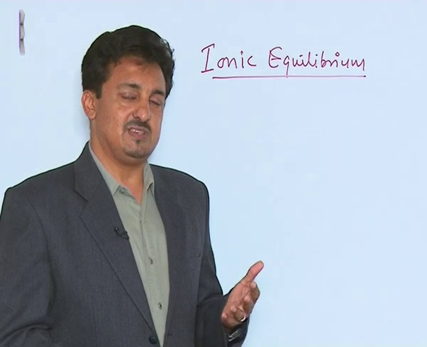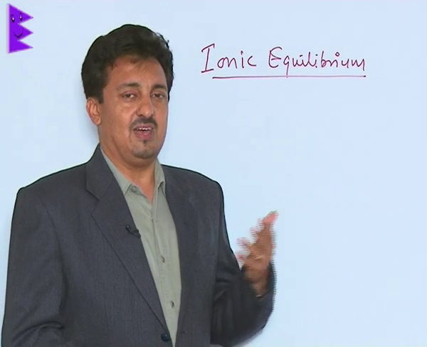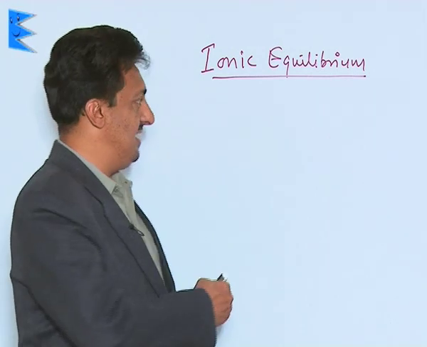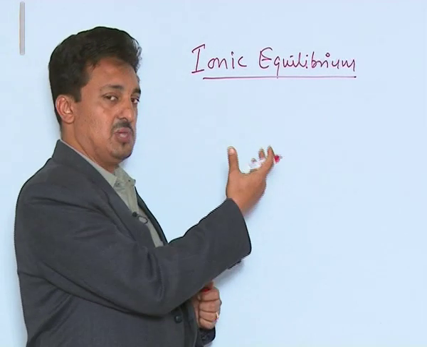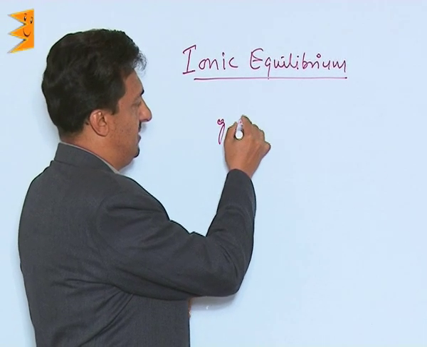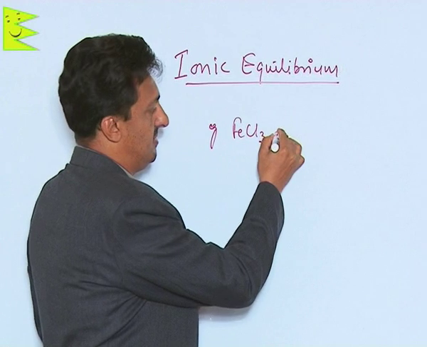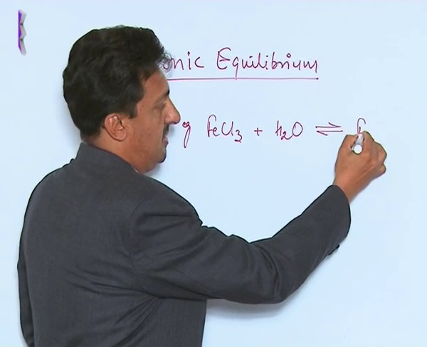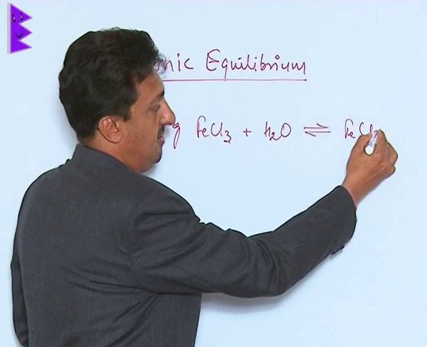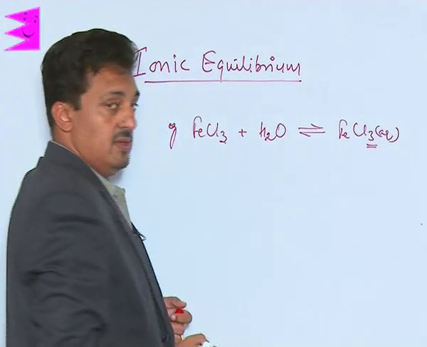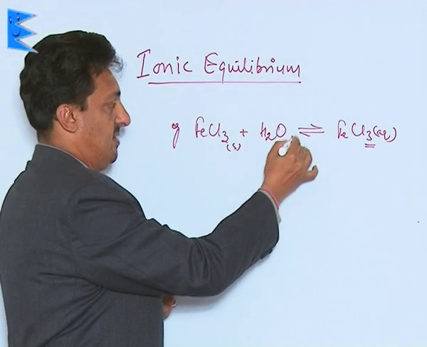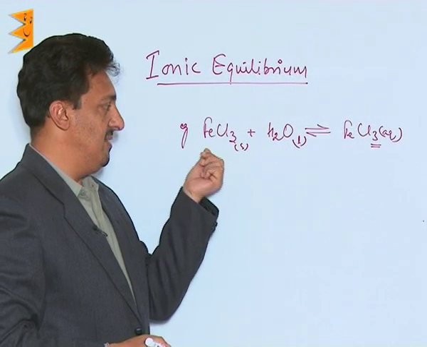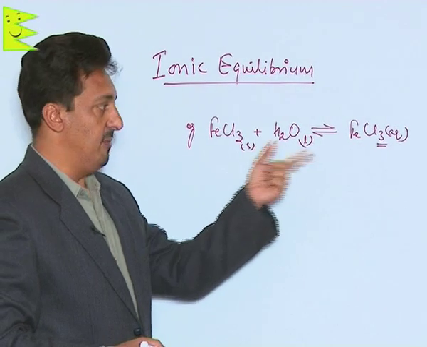We have done a number of examples of different kinds of equilibriums which are either physical or chemical, but ionic equilibrium, which involves ions, can be explained by taking an example of any particular salt, like ferric chloride, which when added to water gets converted to ferric chloride aqueous. Now this is solid and this is liquid. If we write this reaction in this form, this is showing how the ferric chloride gets dissolved in water and forms its solution.